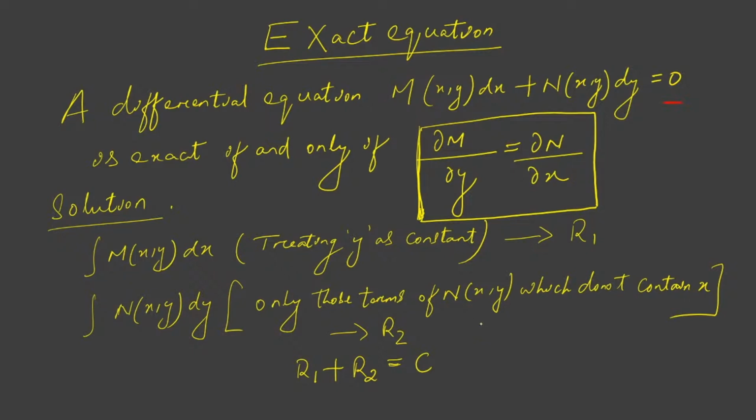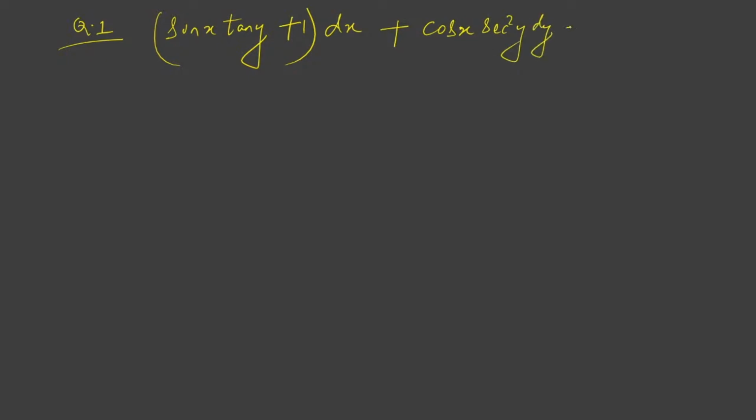Okay, so now let us move to some problems. Suppose there is a problem, let us discuss here. Question 1: (sin x tan y + 1) dx + cos x sec² y dy = 0. So there is an equation of this form. Let us first find out whether this equation is an exact equation or not.